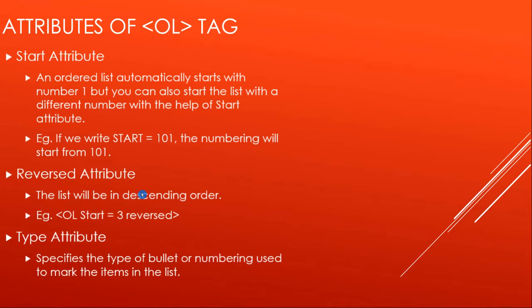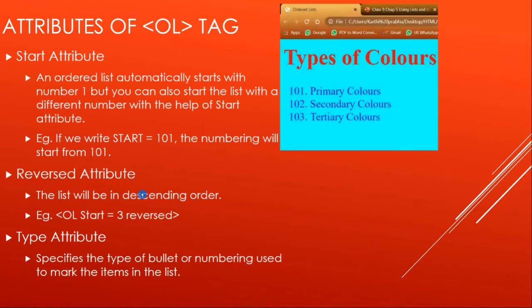Let me show the output, the example for the start attribute. So here is the example for start attribute. As I said, I don't want to start this with the number 1. I just wanted to start it from 101. Here I've changed my program. I just gave in the program itself OL start equal to 101. So that's why it is coming in this order. The starting number is 101, not 1. In this way you can change the starting number of your list.